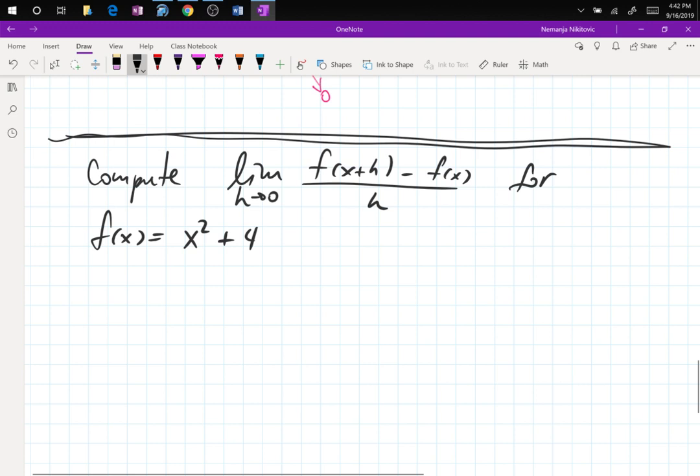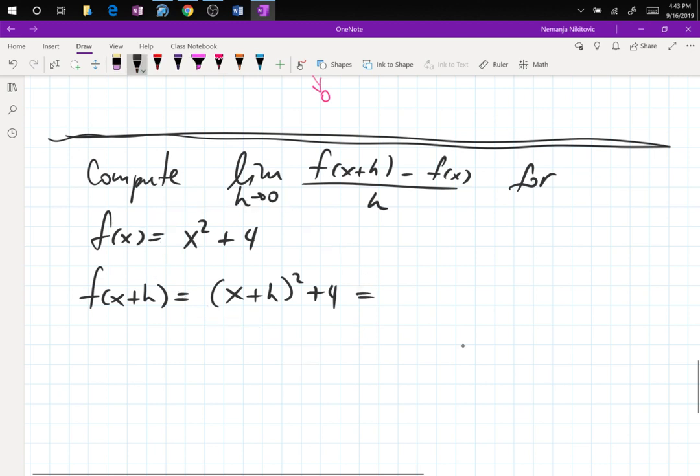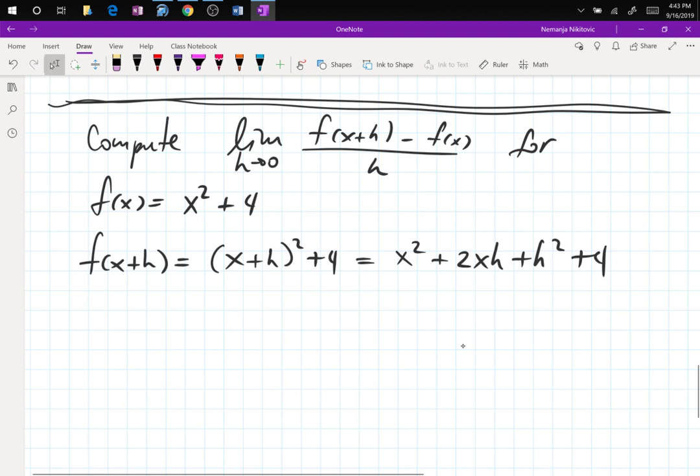Okay, let's take a look at this problem together. I already have f of x, which is the piece that goes there. The only one I need to compute is this part and then plug everything in. So f of x plus h is (x plus h) squared plus 4. These two have to be the same, where you replace every x by x plus h. Now you expand this, you get x squared plus 2xh plus h squared plus 4. And now we plug everything in.